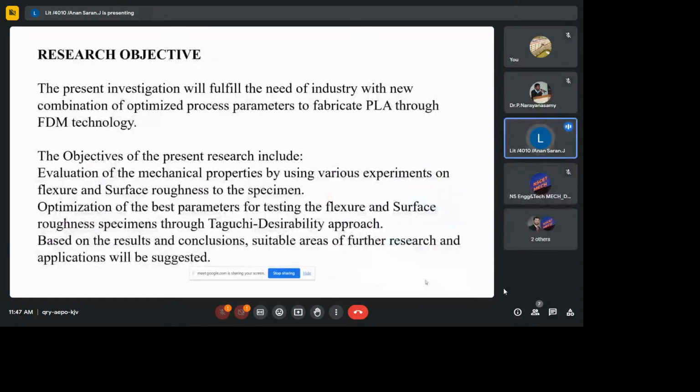This is the research objective. The present investigation will fulfill the need of industry with a new combination of optimized parameters to fabricate PLA through FDM technology. The objectives of the present research include evaluation of the machine's mechanical properties by using various experiments on flexural and surface roughness of the specimens, through the Taguchi desirability approach, sir, that we are using. Taguchi's L9 we have chosen.